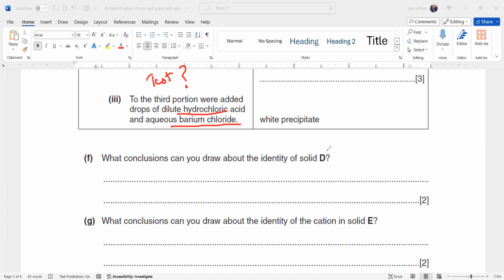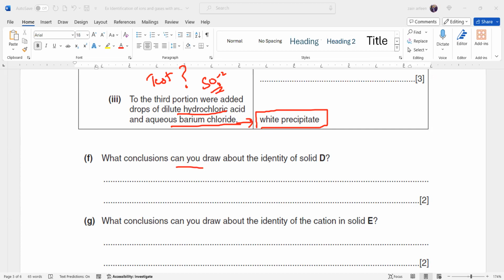Check the table, because here you just have to use the table and identify. So sulfate. And if sulfate is present, what will it give? A white precipitate. So this gives an idea that there's a sulfate ion. If sulfate was not there, they would mention no change or no visible change or no reaction. If we don't observe any visible change, then we can say that the sulfate ion is absent. But here the sulfate ion is present.